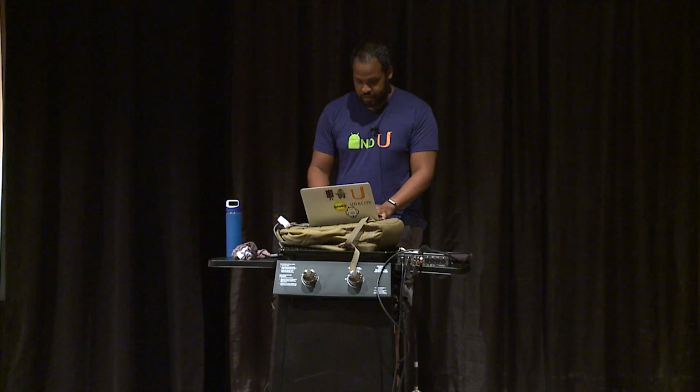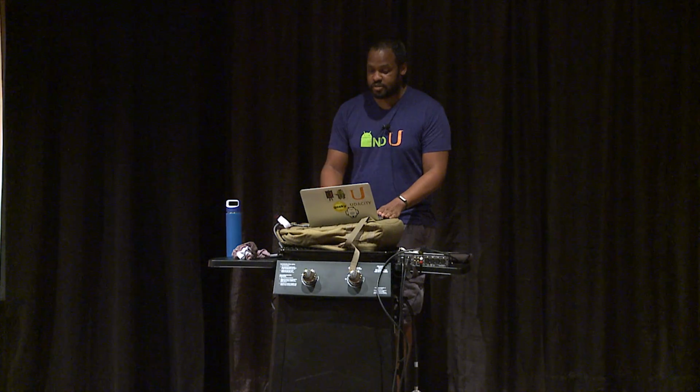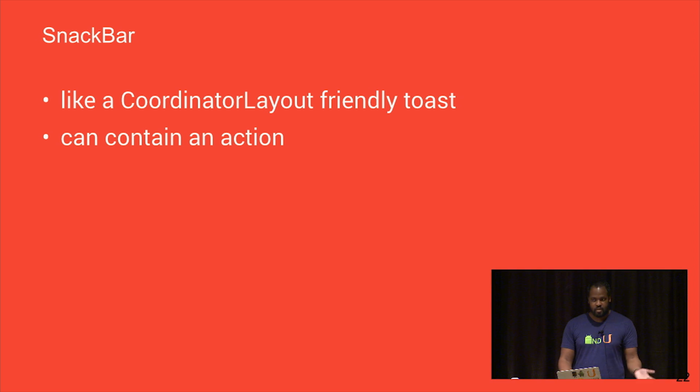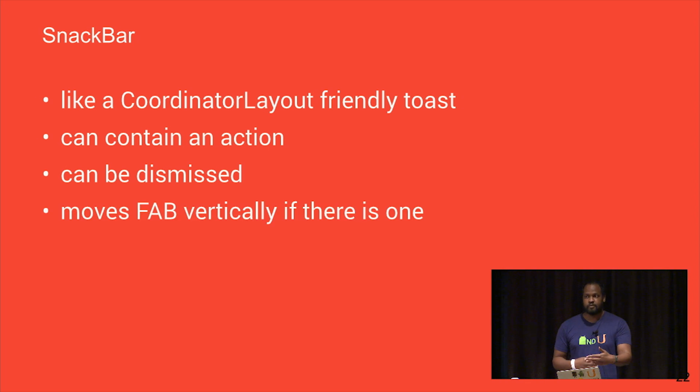While I'm waiting for that to load, I'm going to talk about SnackBar. SnackBars are like a coordinator layout friendly toast message. Your toast message shows up semi-transparent over top of your app, and it just doesn't give you context. It doesn't give you anything to act upon for your app. Snack bars can contain an action, so if you delete a message and you're like, oh man, I didn't mean to delete that, you can have an undo action and click that. They can also be dismissed, and it will move the fab out of place vertically if there is one, because the resting position of the fab and the snack bar are at the same elevation.